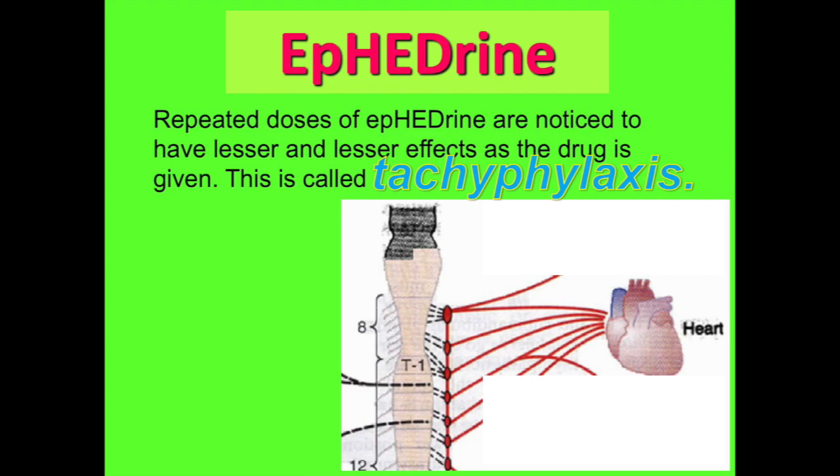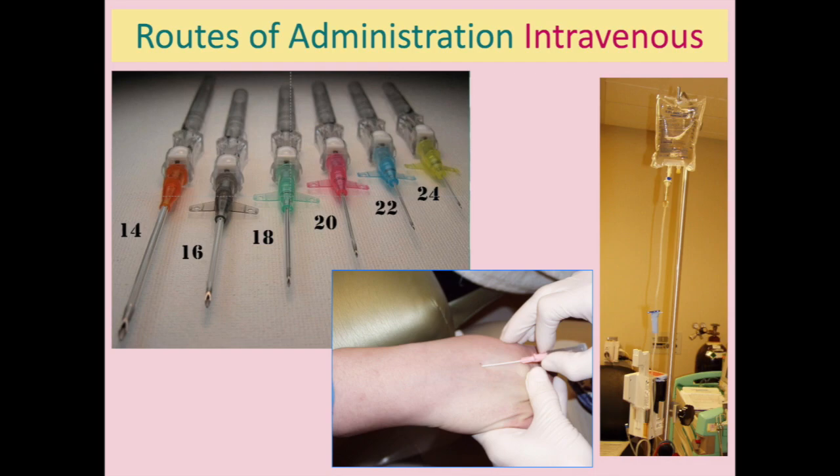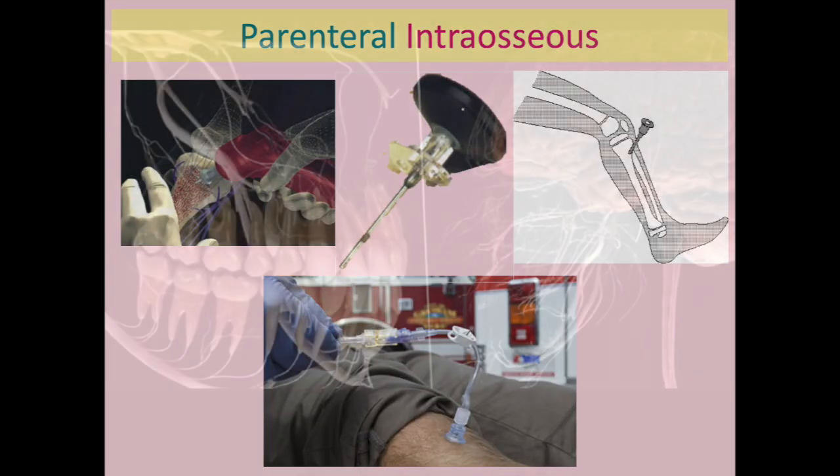But I can tell you from longer cases and repeated use in the operating room, we do see tachyphylaxis, where it just eventually gets to the point where it's not increasing blood pressure and increasing heart rate. So there's times, again, when you're going to want to use ephedrine to raise both of those vital signs, blood pressure and heart rate. And here's the dosages for ephedrine. And its route is, again, intravenous or intraosseous.